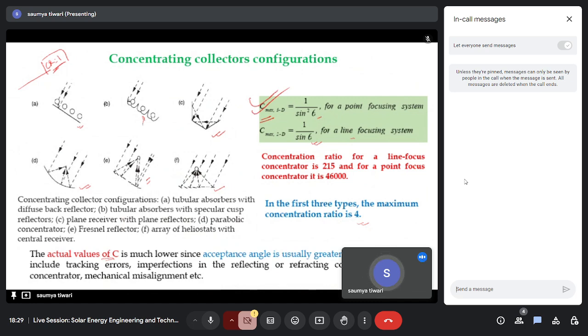So for a point focus system, a sort of circular thing, the maximum concentration will be 1 by sine square theta, and for a line focusing system it will be 1 by sine theta. This you need to remember.